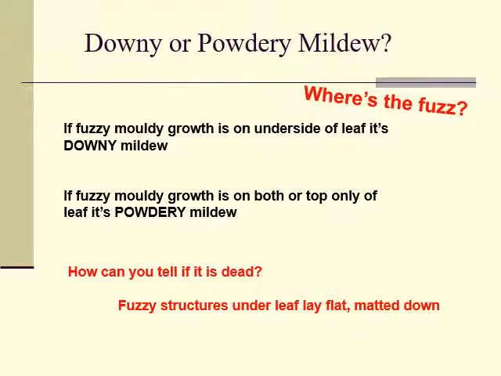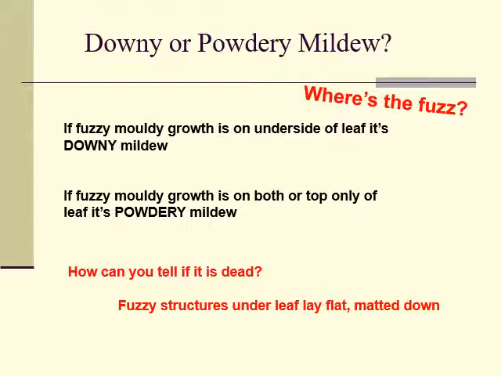So now, as far as downy and powdery mildew, the key to identifying which one you have in your crop is to, as I jokingly say, ask where's the fuzz? Obviously these are not correct biological terms, but they're to help you remember. If the fuzzy moldy growth is underneath the leaf, it's downy. If it's both on top and under, it's powdery mildew. Okay, that's your key, simple Derek way of identifying the difference between downy and powdery mildew.